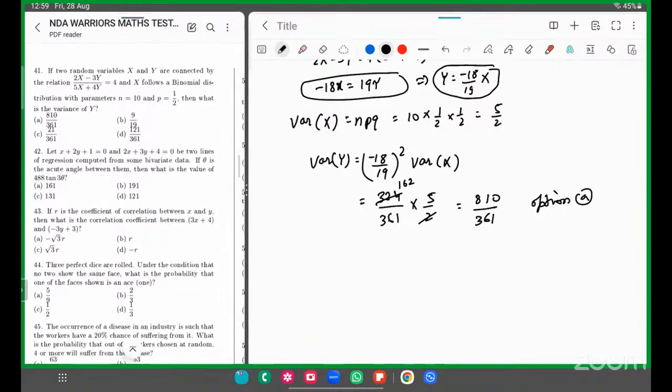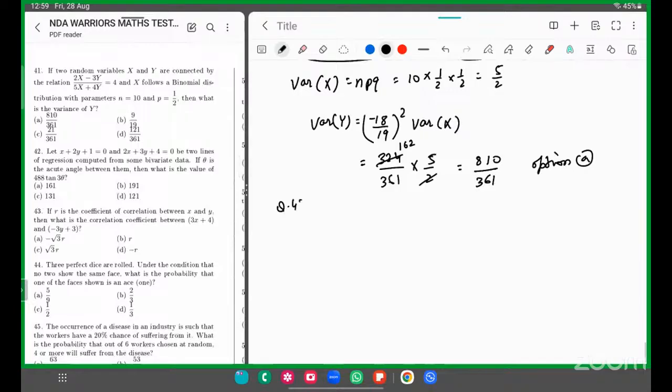42. Let there be two lines of relation, and theta is the acute angle between them. What is the value? First find the slope of both. x plus 2y plus 1 equal to 0. What will be its slope? -1/2. The second line is 2x plus 3y plus 4 equal to 0. What will be its slope? -2/3.